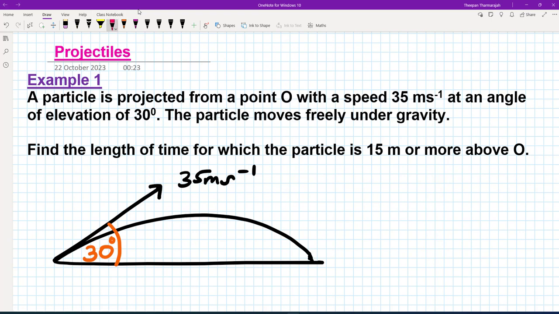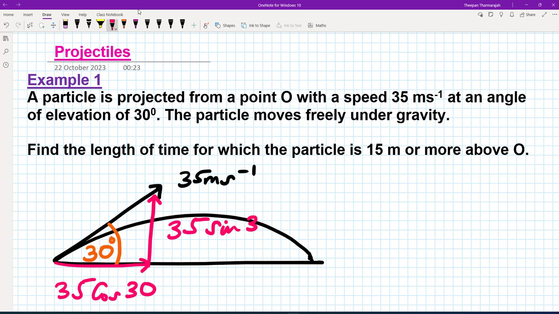And let's draw in our components of the velocity. So going horizontally, we have 35 cos 30. And the vertical component of the velocity is going to be 35 sine 30. I'll just write that here, 35 sine 30. And you're going to see why in a moment.